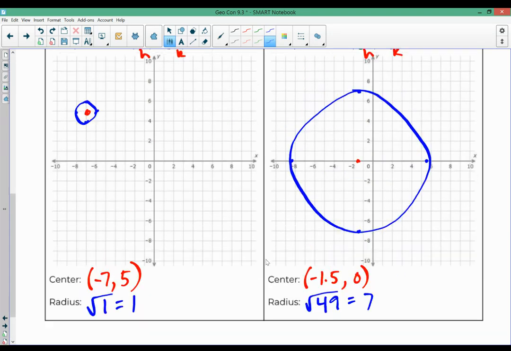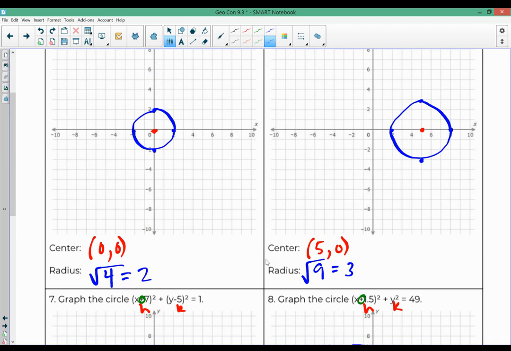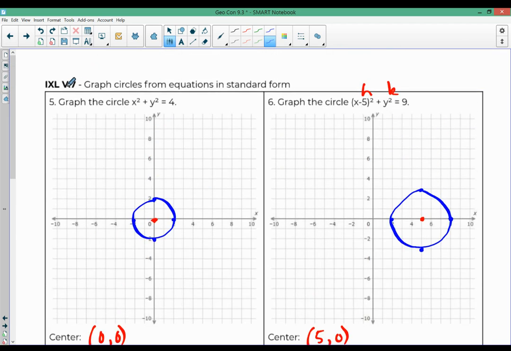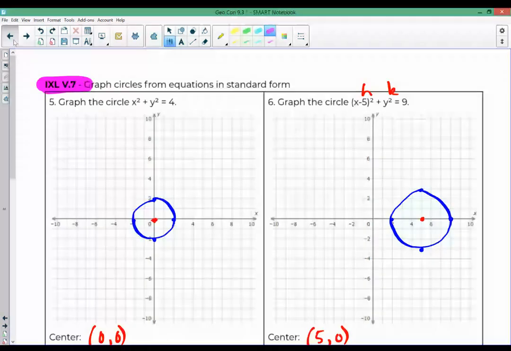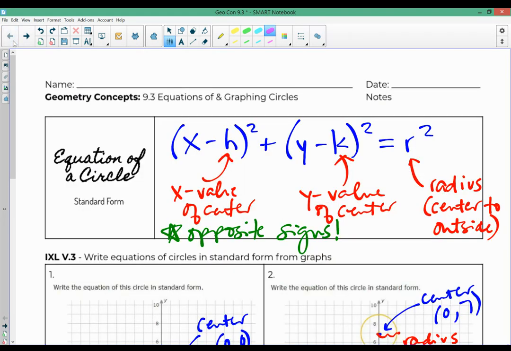Well done on that. The two IXLs responsible for this week are IXL V7 and IXL V3. We want those to an 80% or better, and we want you to let us know if you need any help.